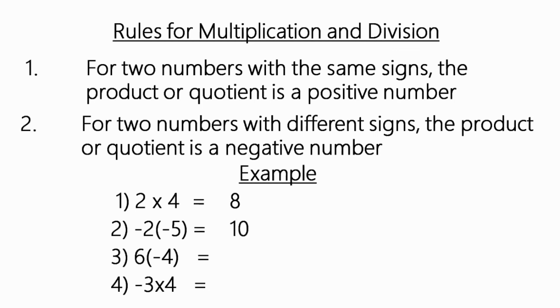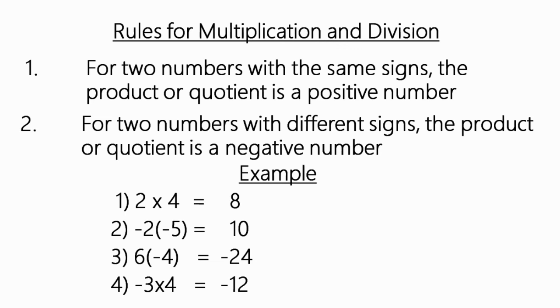Number 3 is positive and negative. So positive and negative is negative because what? They have different signs. So 6 times 4 is 24. So it becomes negative 24. Number 4, positive, negative and positive. So you have a negative answer. So 3 times 4 is 12. So it becomes negative 12.